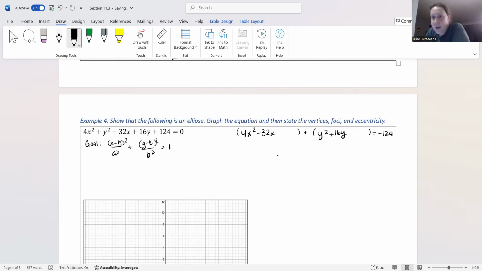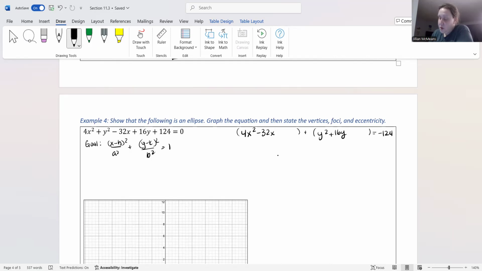Okay? Now, one thing that you have to remember about completing the square is before you can complete the square, the coefficient on the squared term must be 1. Okay? So when we're looking at this x situation, we don't have a coefficient of 1 on the square term. So we're going to have to do a little more work there. So let's hold off on that one for just a second. Let's focus on the y.